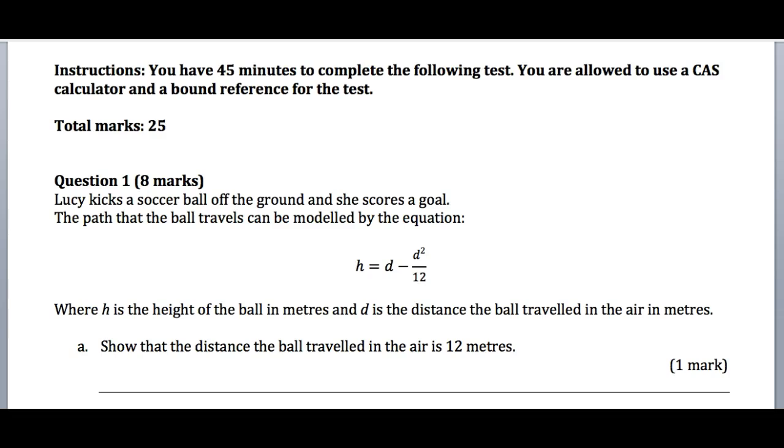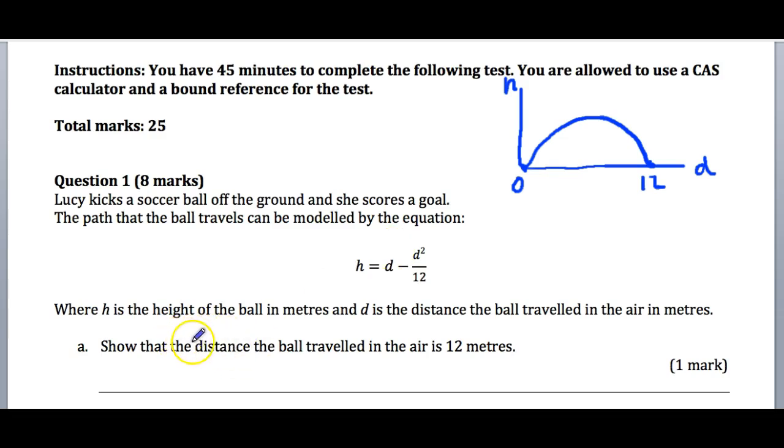Okay, so Lucy kicks a soccer ball off the ground and she scores a goal. The path that the ball travels can be modelled by the equation h equals d minus d squared over 12, where h is the height of the ball in metres and d is the distance the ball travelled in the air in metres. So if you think just quickly about kicking a ball, there's a ball, Lucy kicks it, and then it lands. So if we were to put this on a set of axes, she starts here at 0 and ends at 12. So that's your distance, and that's the height of the ball. Now, the formula has been given to you.